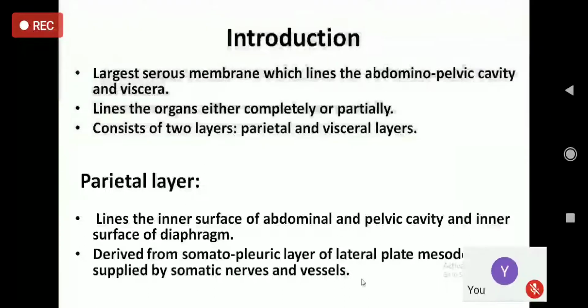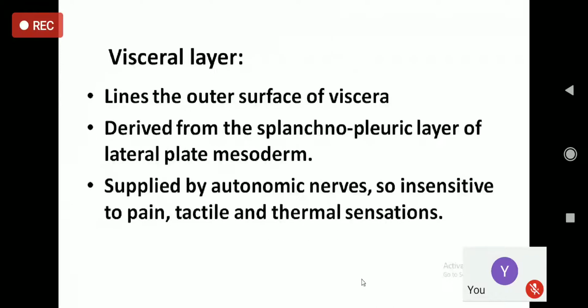Sensation, because they are derived from the somatopleuric layer and they are supplied by the somatic nerves. Similarly, the visceral layers line the outer surface of the viscera or the internal organs, and they are derived from the splanchnopleuric layer of the lateral plate mesoderm, and they are supplied by the autonomic nerves, so it is insensitive to pain, tactile and thermal sensation.